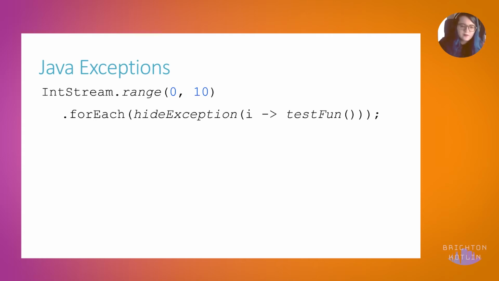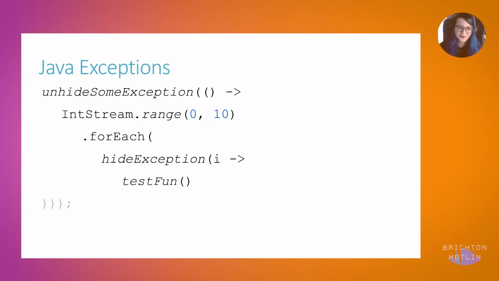But now, this doesn't sound really great from the type system standpoint, because it won't tell us about the possible errors at compile time right here. So to compensate for this, a typical approach here will be to undo this wrapping of the exception back to a checked exception somewhere outside. So let's do unhideSomeException.